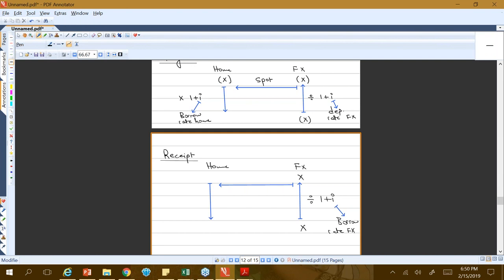Put your answer here. Use the spot rate, convert it into home, and then multiply by 1 plus the I. And I this time is the deposit rate in home, and get your final answer. So these are the structures that we're going to use in order to do these calculations.